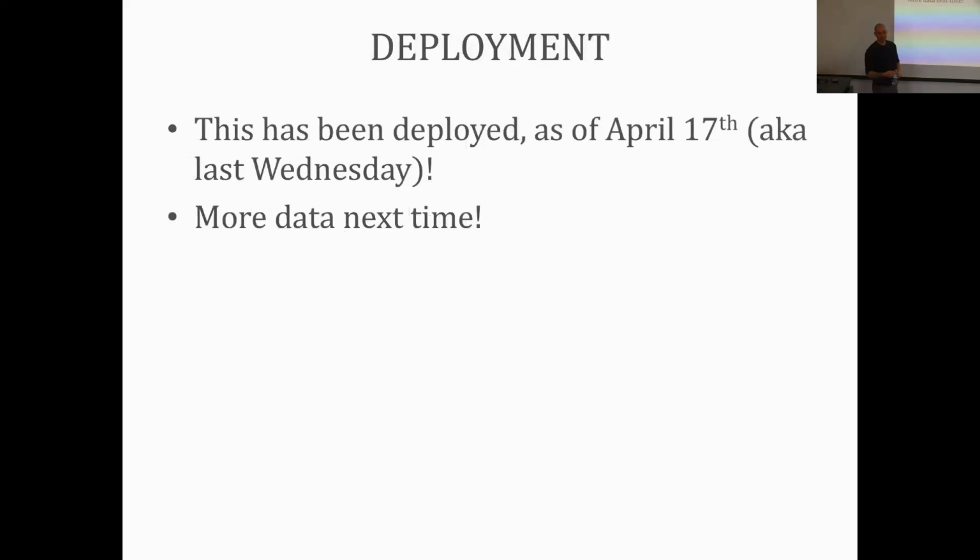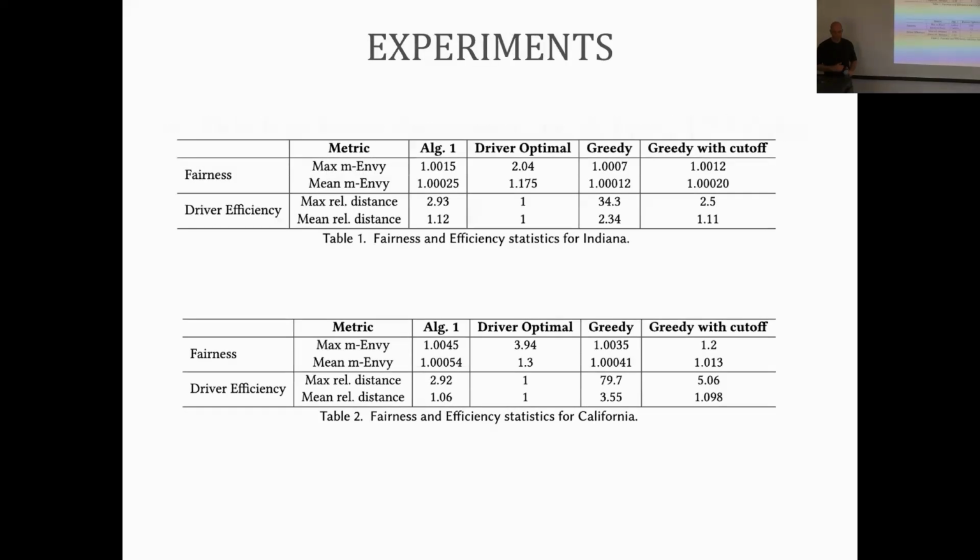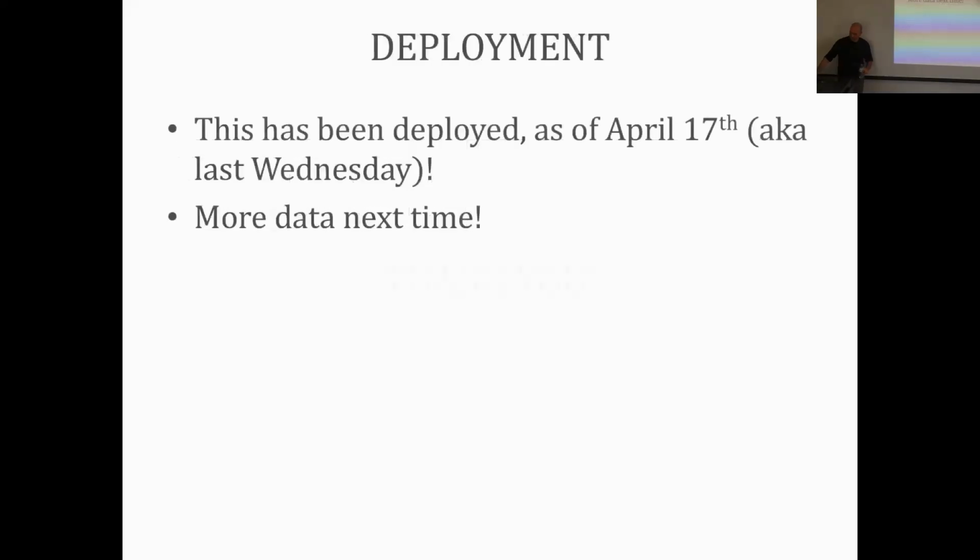And I am proud to announce that as of April 17th, so last Wednesday, this is actually running. So algorithm 1, if you go to fooddrop.org, power of two choices will match you. Okay, don't do it because you're not drivers. But okay, so next time, hopefully, I can do this with the real data. Okay, thank you.